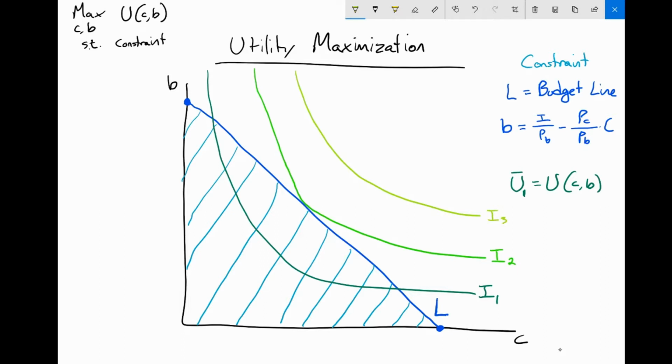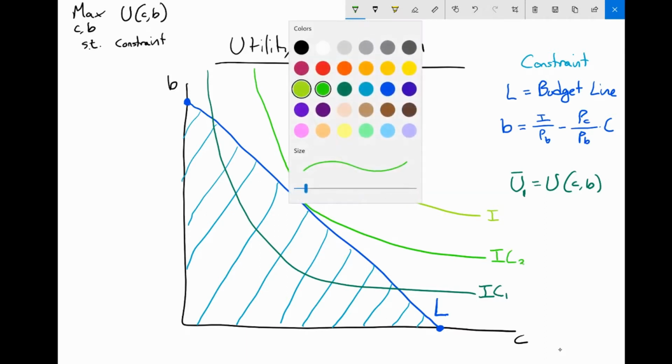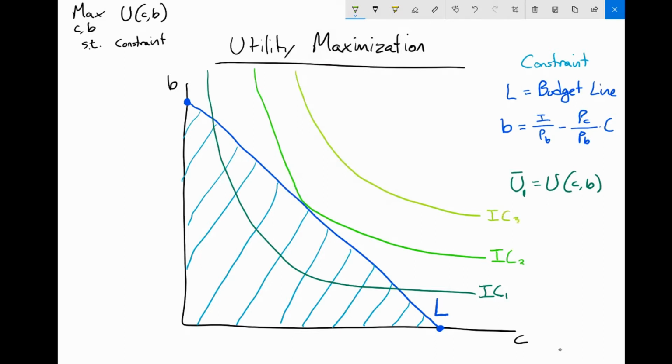Okay. Now, just to make sure I don't confuse us with indifference curves versus income, let's do indifference curve 1. Yeah, that sounds good. Indifference curve 2. Indifference curve 3. Okay, so now let's take a look at this and let's discuss.